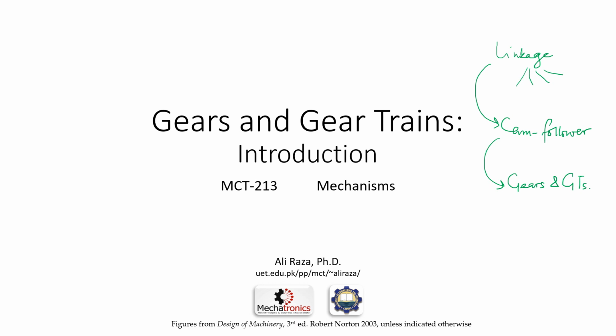We're going to provide the input. Let me use a different color to the linkage, and the output is going to be received out of that in a specific way. So this is going to be the desired output, and this is going to be the input which is available. So for a given input, the desired output is achieved using this specific way of placing the linkages, cam followers, gears and gear trains. And that's why it is in that continuation of the same topic under mechanisms.